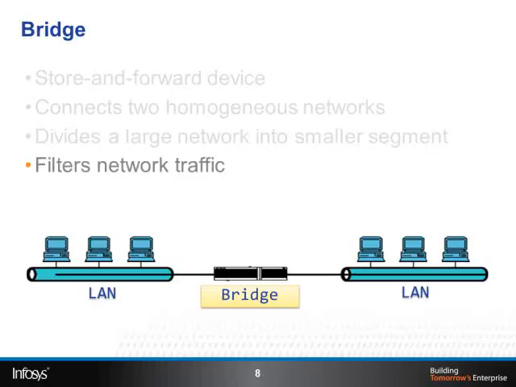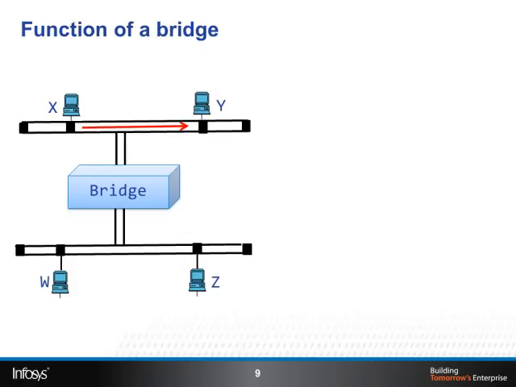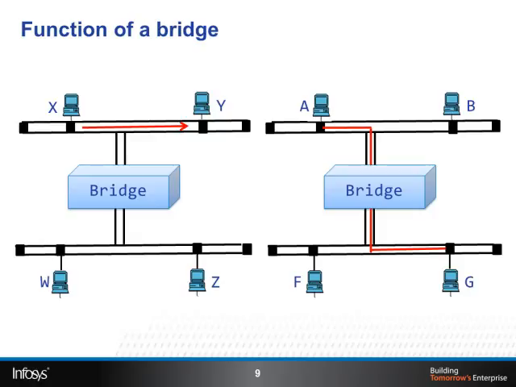Bridges filter network traffic. For example, if one part of a network is consuming most of the bandwidth and other parts are starving, then we can use a bridge to segregate that segment of network. Let us look at the relevance of bridge in the context of networking two LANs. If we want to send data packet from node X to node Y, it can be directly sent without the intervention of bridges. Now consider another network scenario in which we want to send the packet from node A to node G. It has to be routed through the bridge in between these networks.